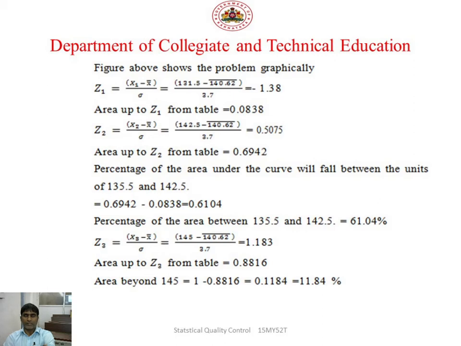So this is the problem we have solved. Hope you have got the problem. Make a note of it so that we can move forward.